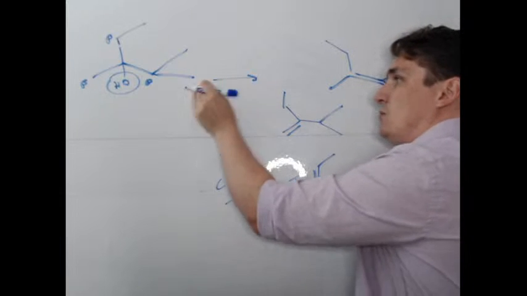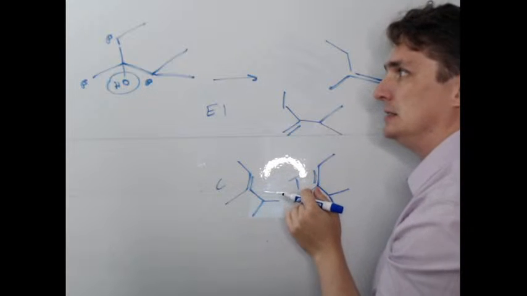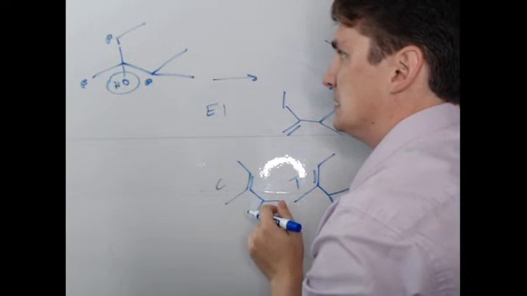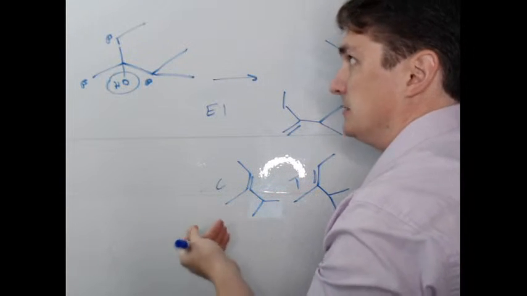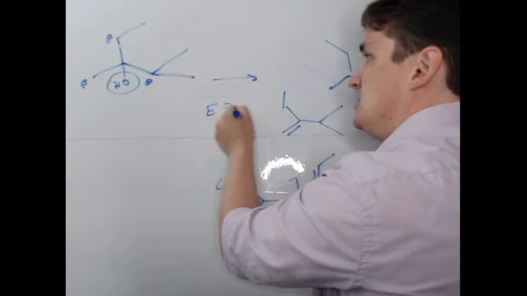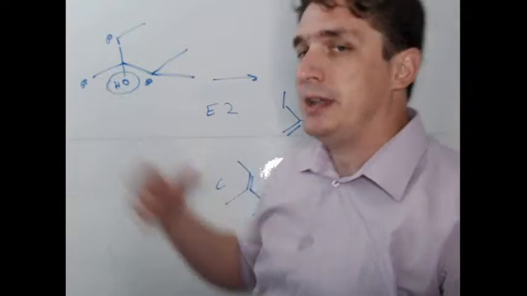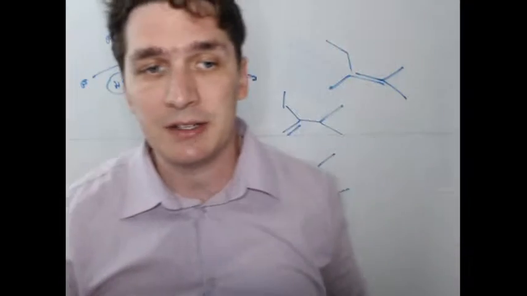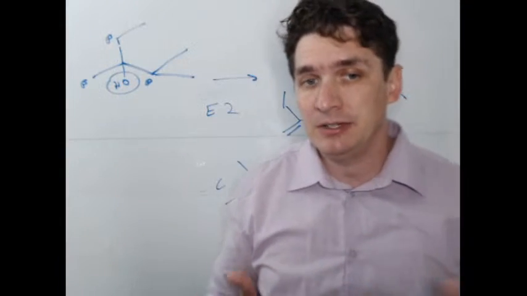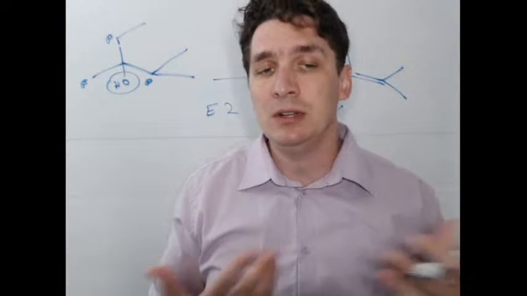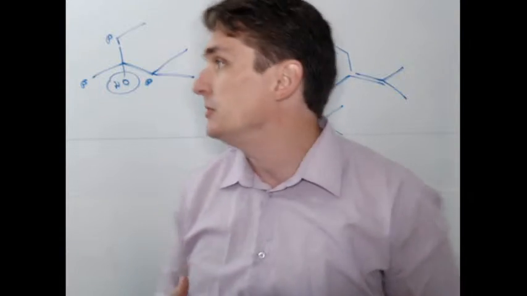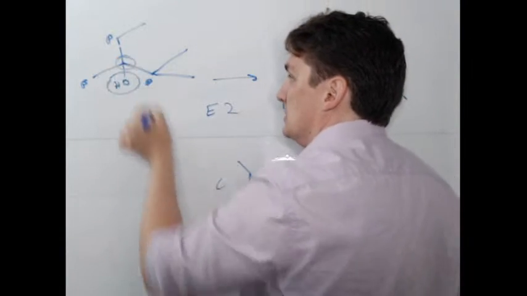If we go to an E1 mechanism, how can this mess us up? Okay, with this one, it doesn't matter. But if we had a situation where this could rearrange, that's another thing that can generate more products. So first, identify your reaction mechanism, E1 or E2. If you end up with an E2, you don't get carbocation rearrangement. So you're always eliminating from this carbon.